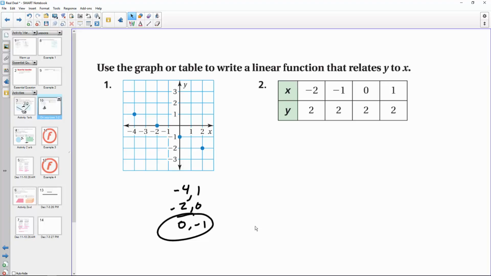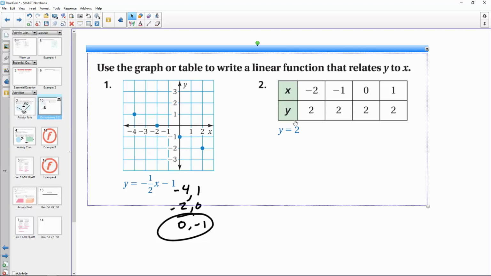So if I look at my change, this is going down by 1, and this is going up by 2. So this would be negative 1/2 x minus 1. And this one here is just going to be going up by 2 every time. It's always the same. No matter what the value of x is, the value of y is 2. So therefore, it's just y equals 2.